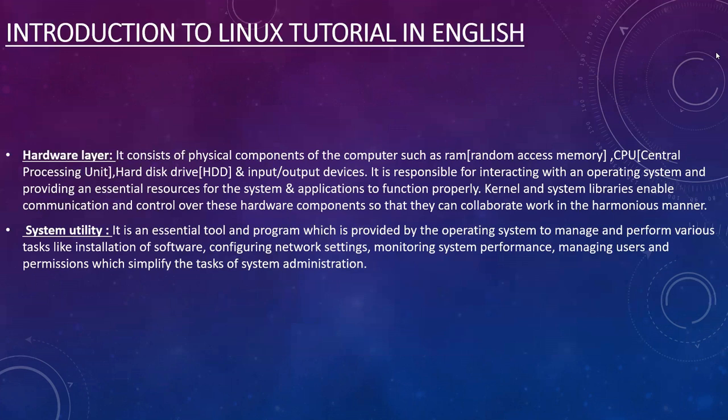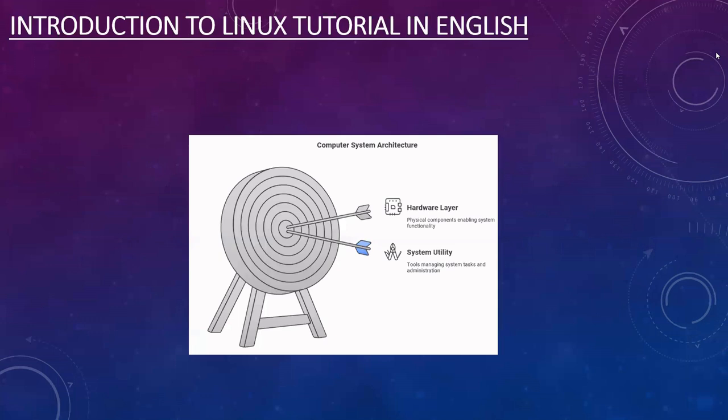Once you get the characteristics and all the things, then it is easier. The hardware layer consists of the physical components of computers such as random access memory, central processing unit, hard disk, and input output devices. It is responsible for interacting with the operating system and providing essential resources for the system and applications to function properly. Kernel and system library enable communication and control over these hardware components so they can work in a harmonious manner.